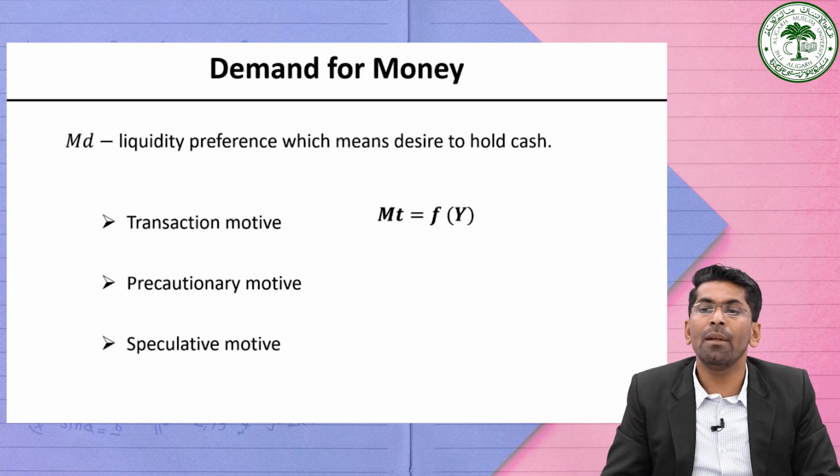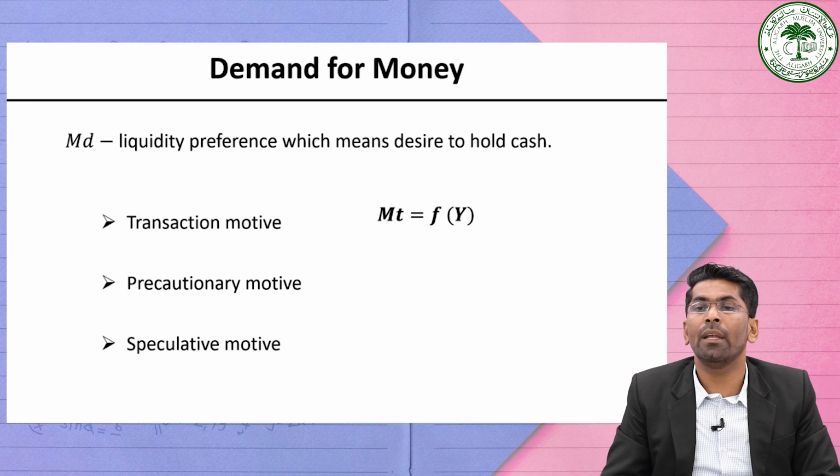So people demand money for transactions, and if income increases and people have more transactions, they will try to hold more money for this transaction purpose. Similarly, we have the second motive for the demand for money as per the Keynesian framework. It is precautionary demand for money.